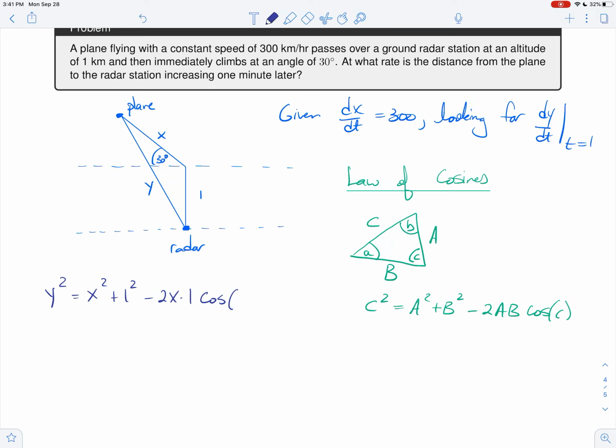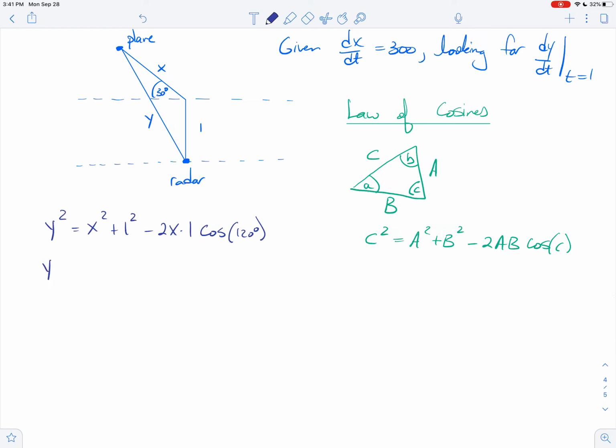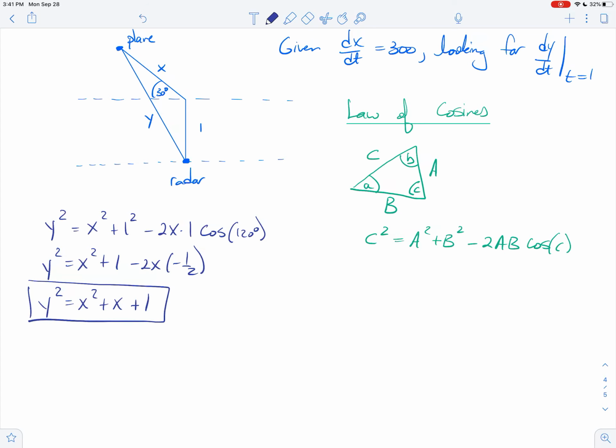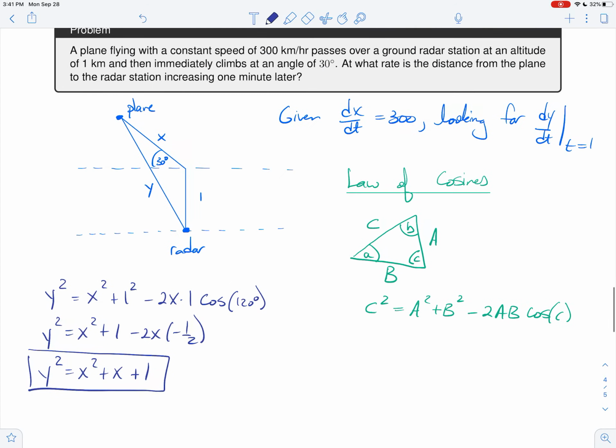So I'm looking at the cosine of 120 degrees. We usually work in radians, but I'll write it as degrees. And so I have y squared is x squared plus 1 minus 2x times minus a half. Or if you want, this becomes y squared is x squared plus x plus 1. Now that's a relationship that I don't expect you to have figured out on your own without me reviewing the law of cosines. That's a hard relationship to come up with, but the law of cosines is really helpful.